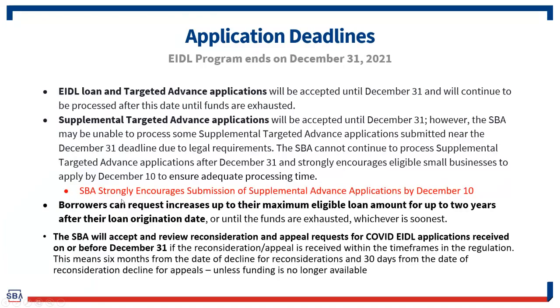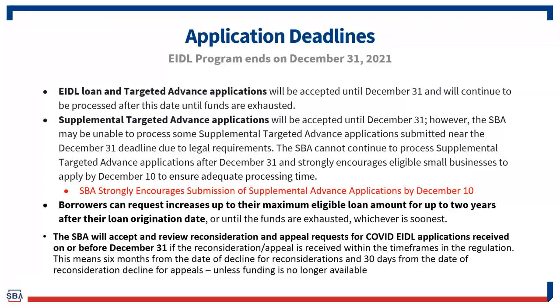We covered this a little bit in the beginning, but it does bear repeating. The program does end on December 31st of this year. Same thing with the loan or the targeted advance applications that will also be accepted until December 31st of this year. Any of these applications are going to continue to be processed if it's already been received before December 31st, before the deadline. When the deadline hits, if your application is still in process, it will continue to be processed up until the funds are exhausted.